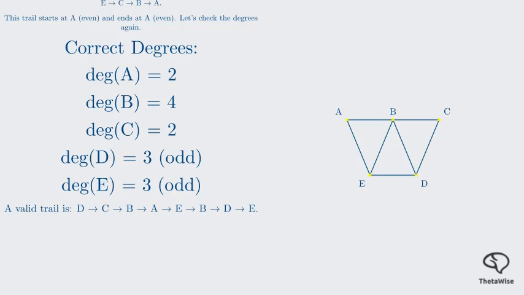A valid trail is D to C, C to B, B to A to E, E to D. Oops, that's a cycle D to E to A to B to D, and then D to B, and finally B to E. So DC, BA, E, DBE. This starts at D and ends at E. That's a valid Eulerian trail for this graph. This illustrates how important it is to carefully calculate degrees.